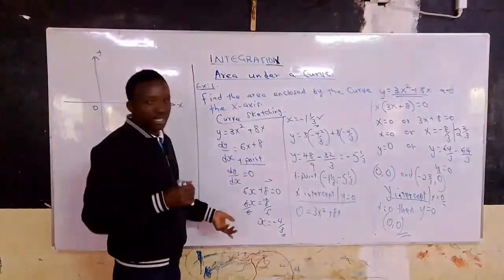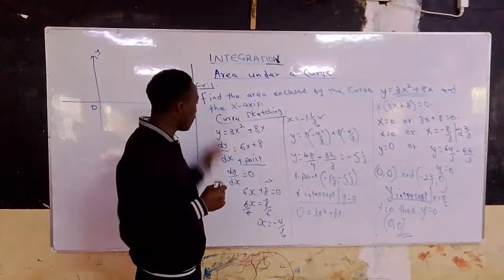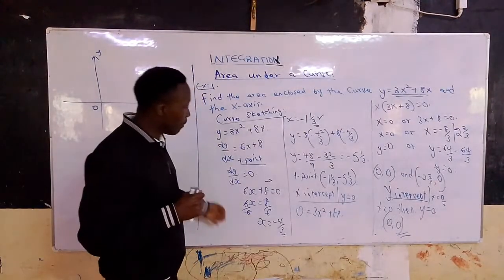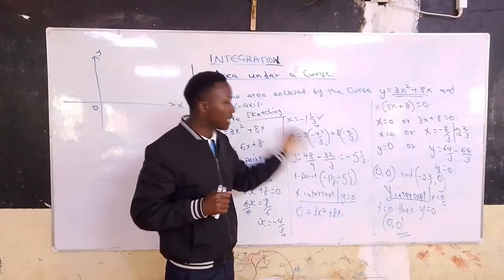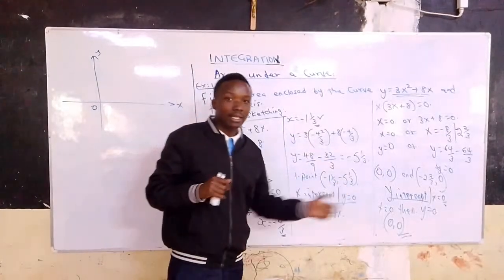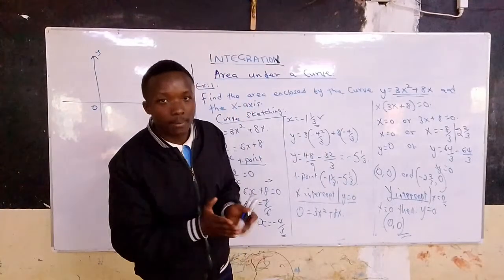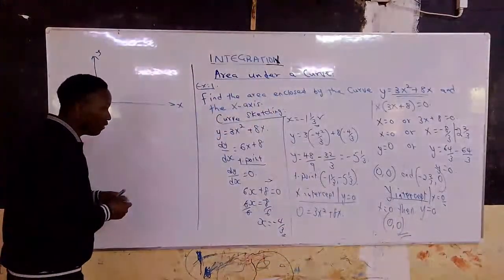Curve sketching, we did it under differentiation. That is why we first determined the turning point. And after determining our turning point, we also emphasized finding the x-intercept and the y-intercept so that we can sketch our curve accurately. So let's sketch out our curve.